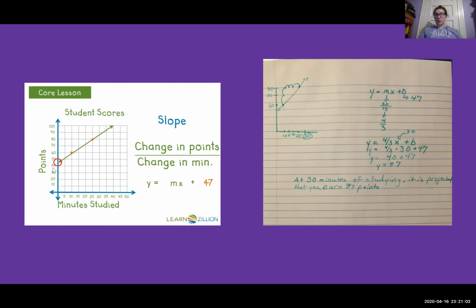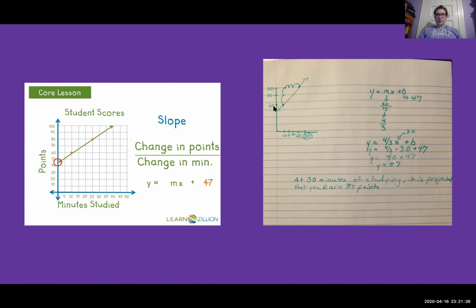Usually you're going to want to use your y-intercept, but for this one, it doesn't have it. So it has marked here that at 10 minutes you'll earn 60 points. And for 25 minutes of studying, you will earn about 80 points. What I did, as you can see on the paper on the right-hand side where my cursor is, is start at the bottom and then go up. The reason I start at the bottom and go up is because this is a positive slope, so it's rising positively.